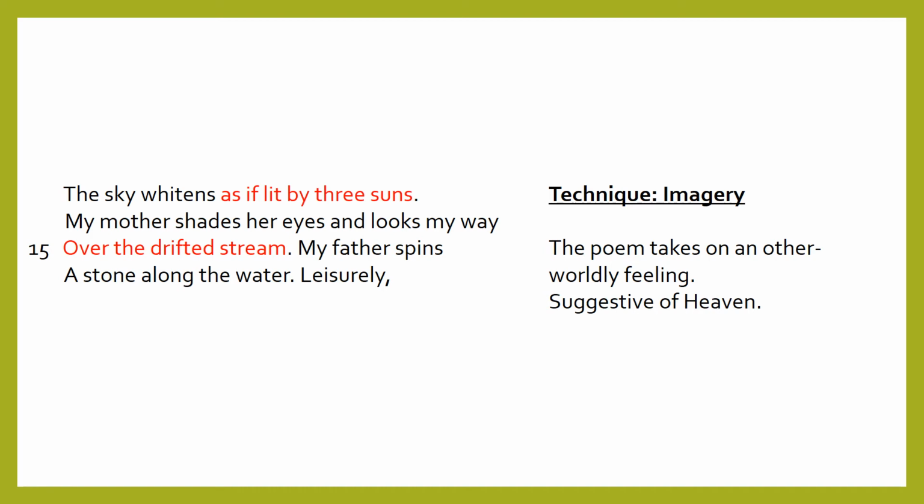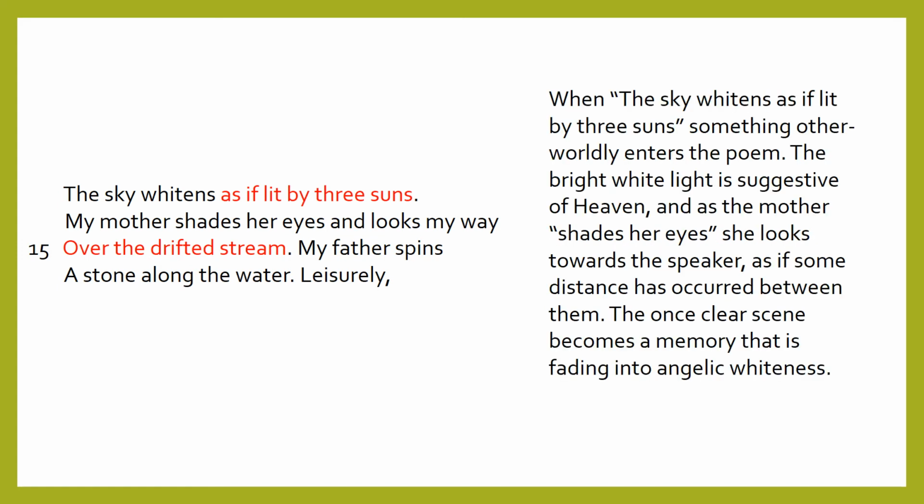The next technique is imagery. The poem takes on an otherworldly feeling with the images created, which are suggestive of heaven. When the sky whitens as if lit by three suns, something otherworldly enters the poem. The bright white light is suggestive of heaven, and as the mother shades her eyes, she looks towards the speaker, as if some distance has occurred between them. The once clear scene becomes a memory that is fading into angelic whiteness.